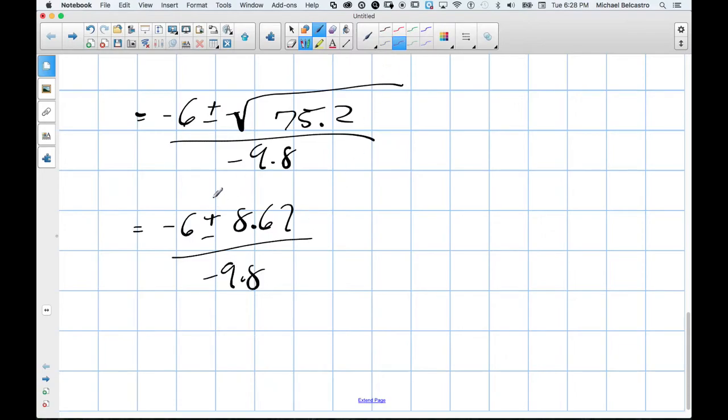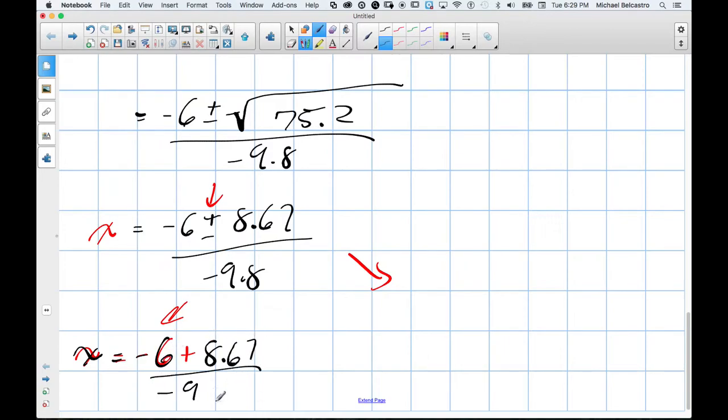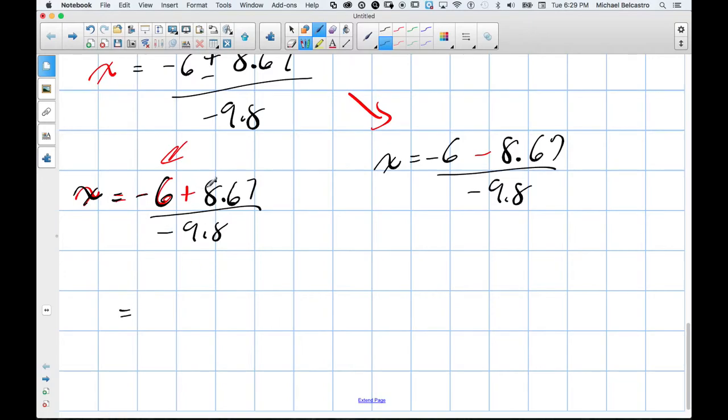Okay, so this is where this plus and minus becomes important. We essentially get two answers, so we're going to branch off here. We have x, well, I didn't write the x in here, but x is equal to negative 6 plus, actually the plus should be the only thing in red to differentiate itself here, plus 8.67 divided by negative 9.8. And x is equal to negative 6 minus 8.67 divided by negative 9.8. So we're going to work out these wonderful values. This will become 2.67 over negative 9.8. We'll figure out what that is.